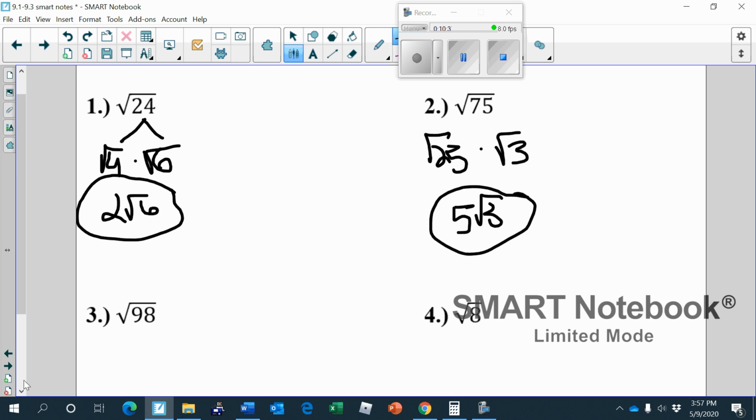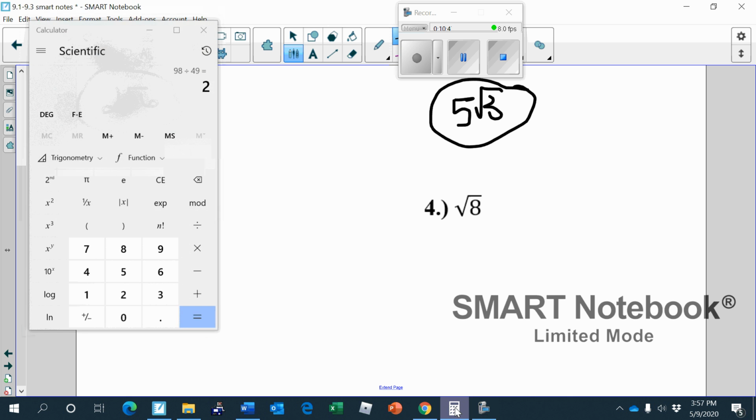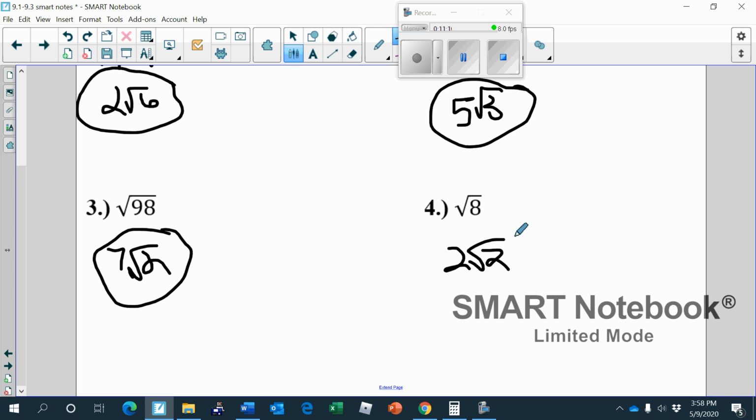Number 3, the biggest perfect square that divides into 98 is 49. I hope you got that, right? 98 divided by 49 is 2. And so what you should have gotten there was 49 and 2, so it was 7 root 2 is your final answer. Because the square root of 49 is 7, and then you're left over with root 2. Over here, 4 is the biggest perfect square that goes into 8, and the square root of 4 is 2, and you're left with root 2 inside the square root. So that was 2 root 2.